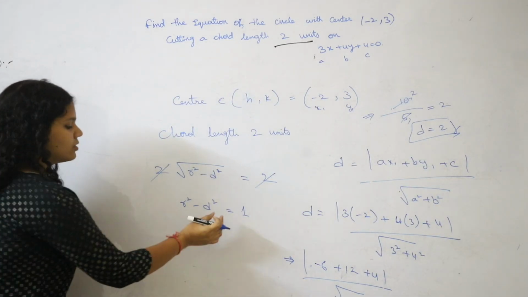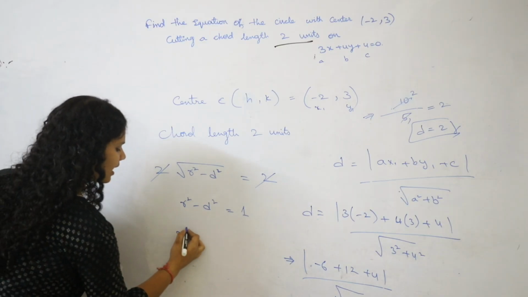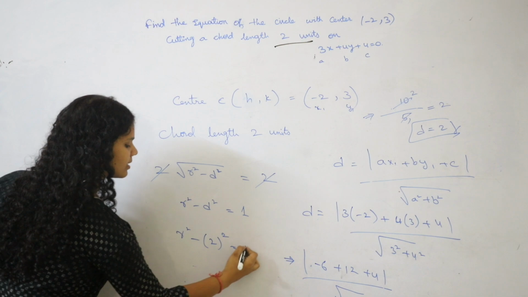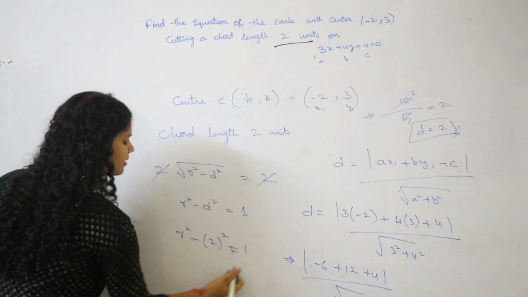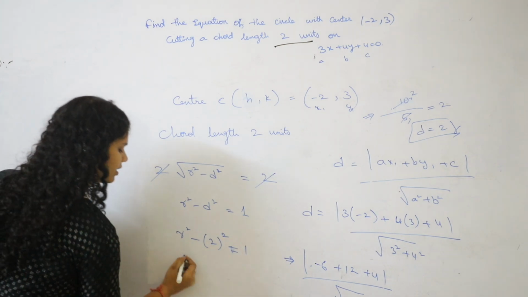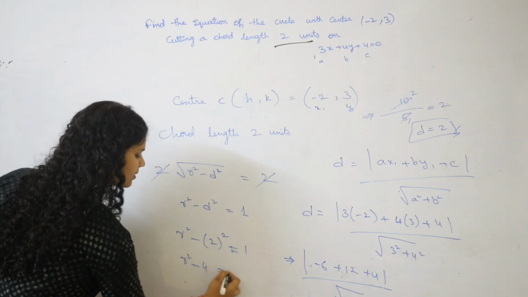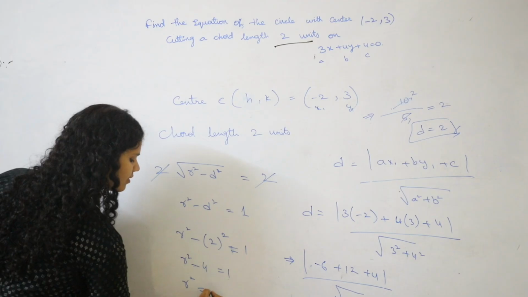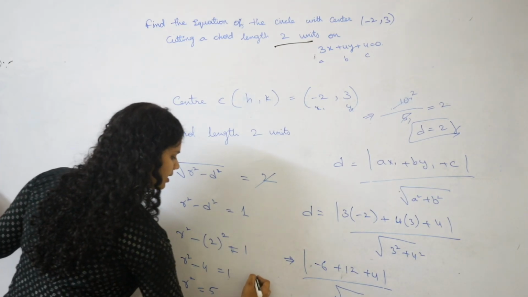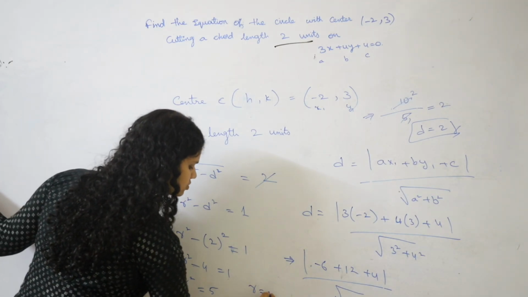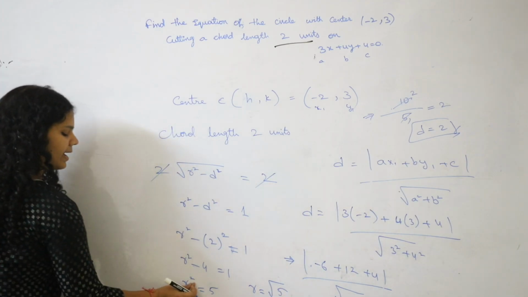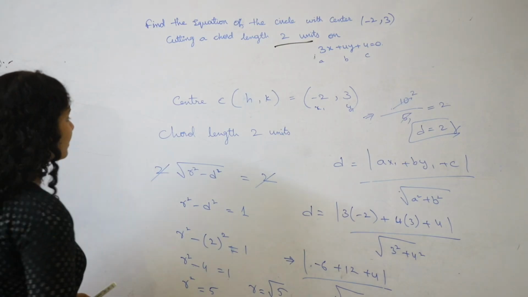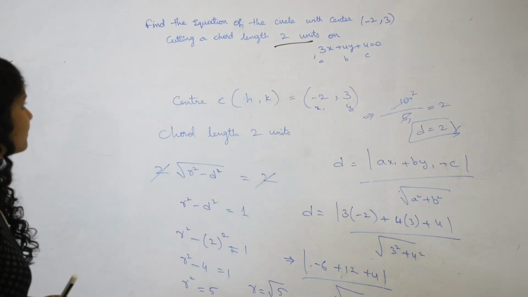Now substitute the d value over here: r square minus d square, where d is 2, so 2 square, equals 1. Then r square minus 2 square, and 2 square is 4, equals 1, so r square equals 5. Then r equals root 5, because the square taken to the other side becomes root 5. We are done with this.